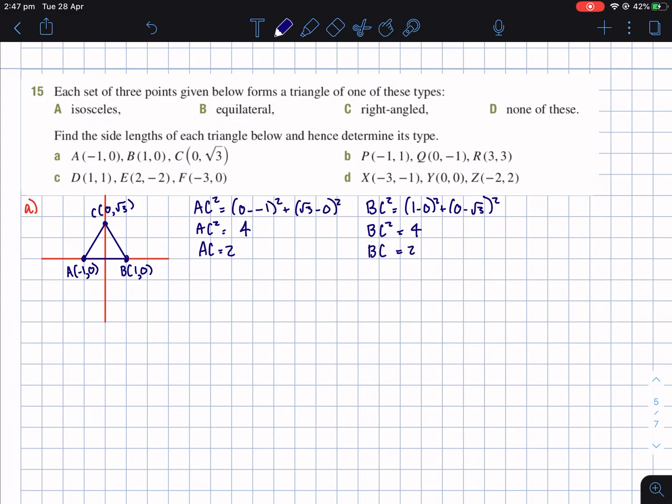And then AB is going to be 1 take -1 squared plus 0 take 0 squared. So it's 4. So AB equals 2. So they're all the same length. So therefore it's our equilateral. Which is B.